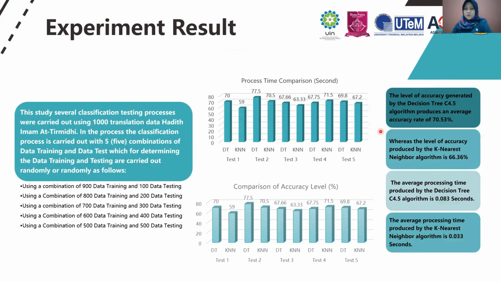And for the average processing time that produced by decision tree algorithm is around 0.083 seconds, whereas the processing time that produced by the k nearest neighbor algorithm is around 0.033 seconds. It means that k nearest neighbor faster than decision tree.